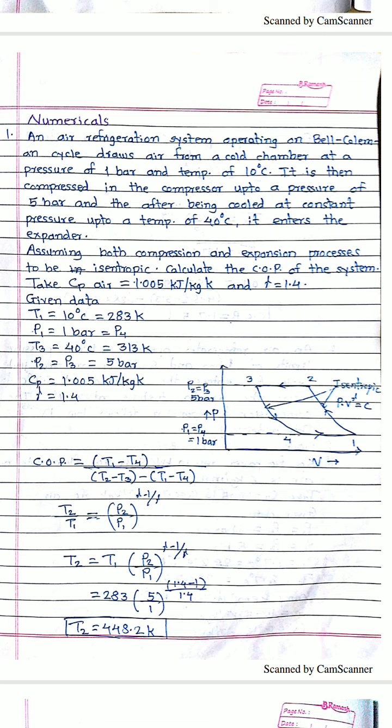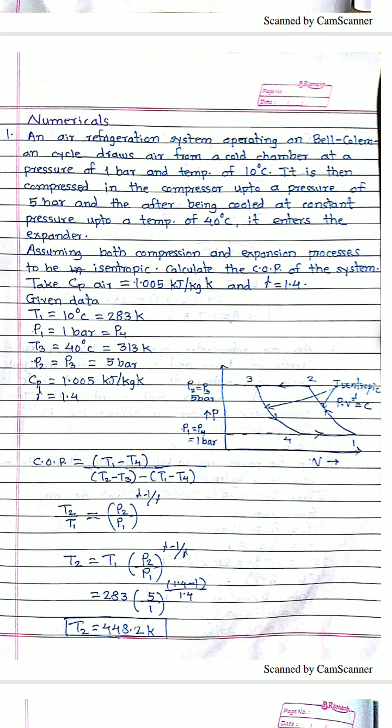So we will write here the given data. T1 is equal to 10 degrees Celsius, but Cp is given in Kelvin, so we will convert into Kelvin. T1 is equal to 10 plus 273, is equal to 283 Kelvin. Initial pressure P1 is equal to P4 is equal to 1 bar. Then T3, the expander entry temperature, is 40 plus 273, equal to 313 Kelvin. Now second pressure P2 is equal to P3 is equal to 5 bar, and Cp and gamma are given.